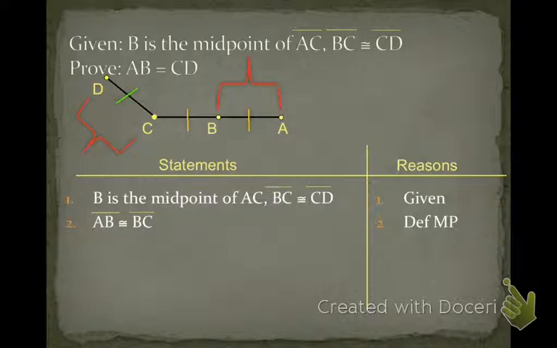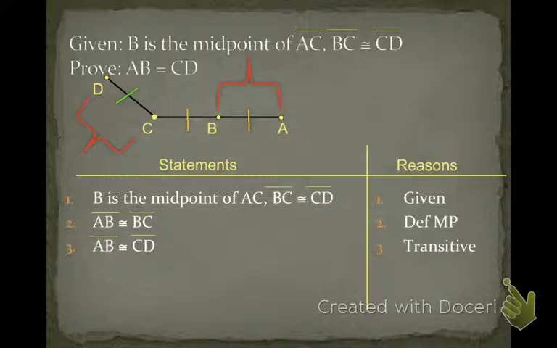If those two segments are congruent, we're going to take segment AB congruent to BC, and the given that segment BC is congruent to CD, like we saw in the last example. Put those two congruent statements together, and we can conclude that AB is congruent to CD because of the transitive property.